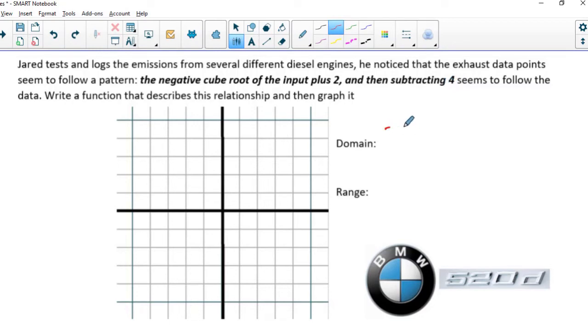So here I'm going to say j of x, and we're talking about the negative cube root. So this is going to be negative radical, and it's with a little 3 here for cube root of the input +2. So I could say x +2 and then subtracting 4. That's going to model our data. And the parent function for this would just be the cube root of x.